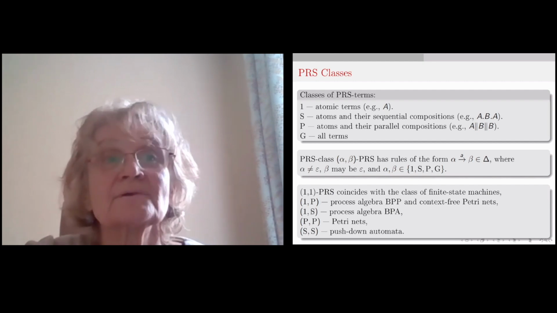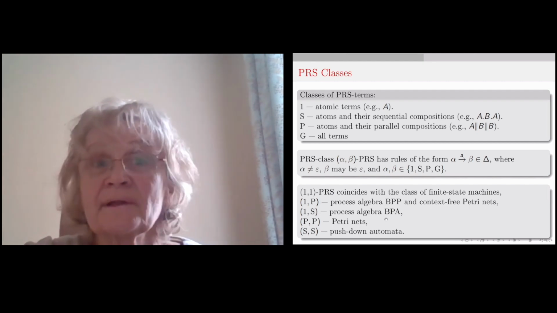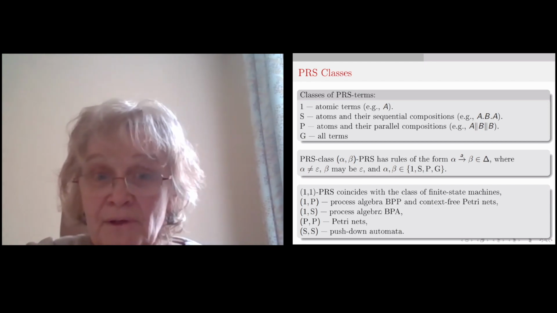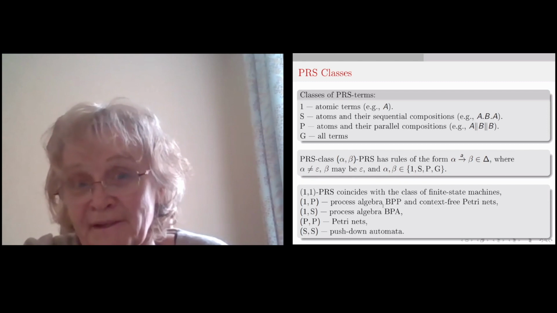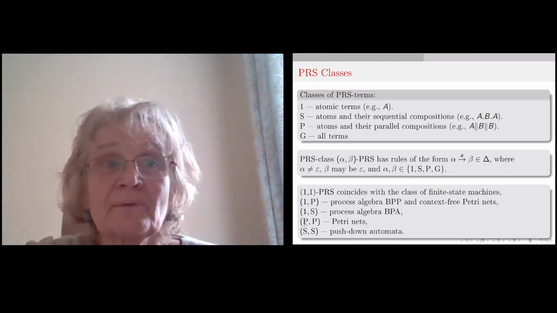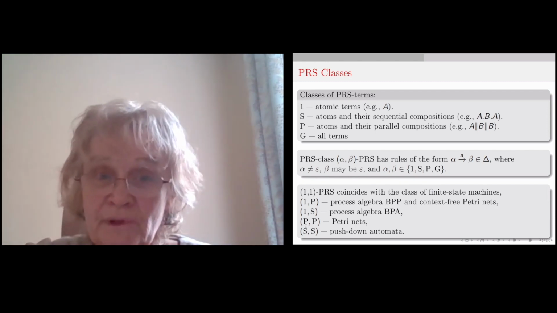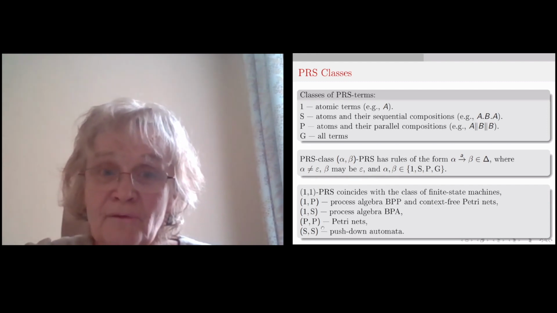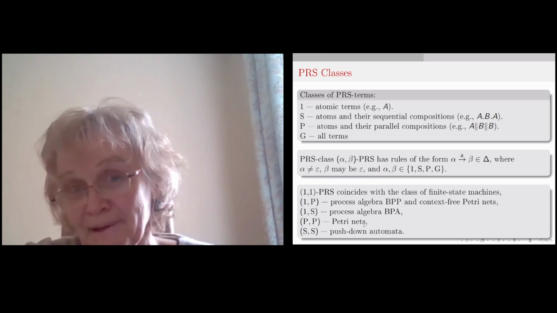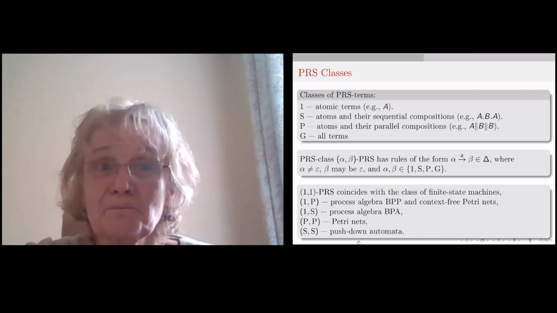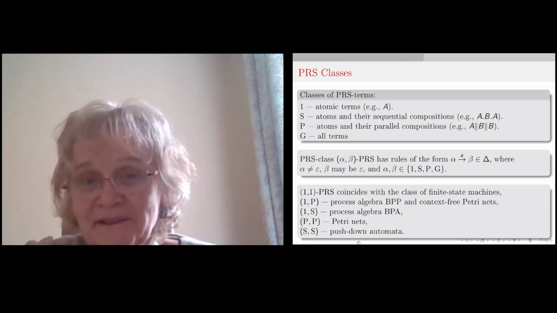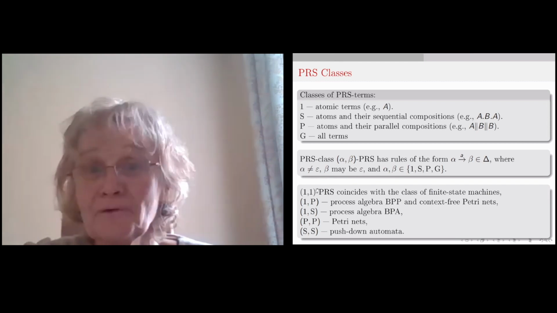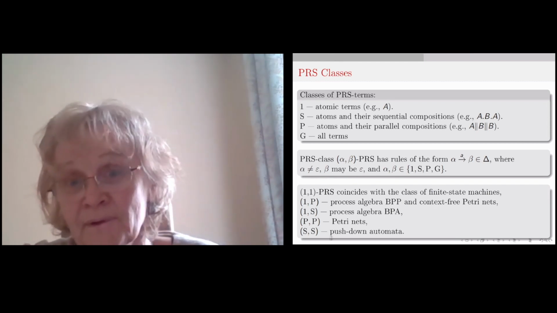Also, atomic on the left and sequential on the right is another class of process algebra, which is called BPA. So it can be defined this way. And if we have parallel composition in both left and right components of our rules, these are exactly Petri nets, and the sequential ones are push-down automata. So that's really very interesting. We have a universal representation of all these well-known models.